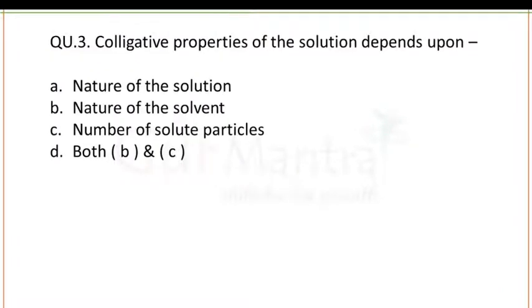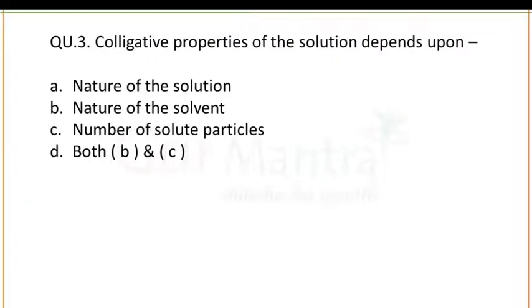Next question. Colligative properties of the solution depend upon. Options are nature of the solution, nature of the solvent, number of solute particles, and both B and C. That means nature of solvent and number of solute particles. Okay, so the correct answer for this question is option C. That means colligative properties depend upon the number of solute particles.